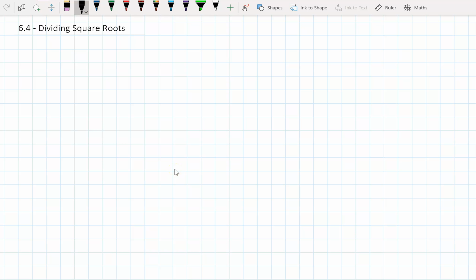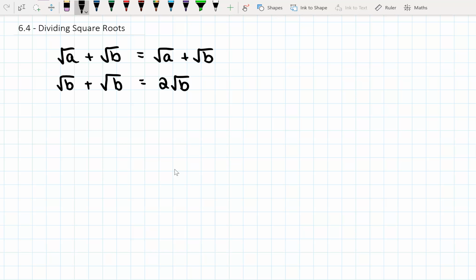Okay, prior to today, we've done adding and subtracting square roots. And we said with adding and subtracting square roots, for example, the root of a plus the root of b, they must be like terms. So this is just equal to root of a plus root of b. If we had root of b plus the root of b, we get 2 times the root of b, the same as with algebra. If we had x plus y, we got x plus y. If we had y plus y, we got 2y. So these behave in quite the same way.